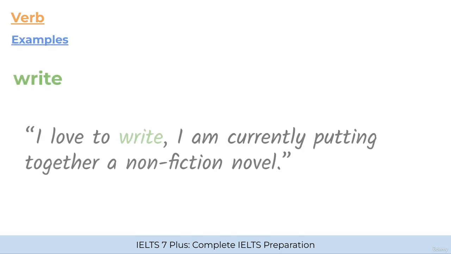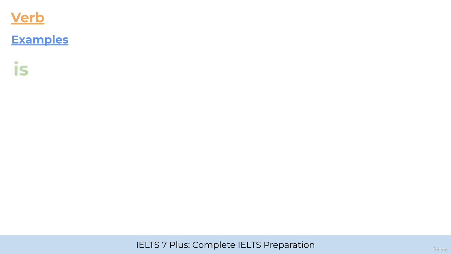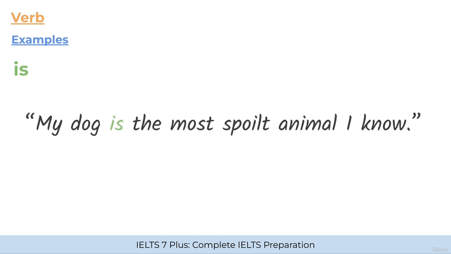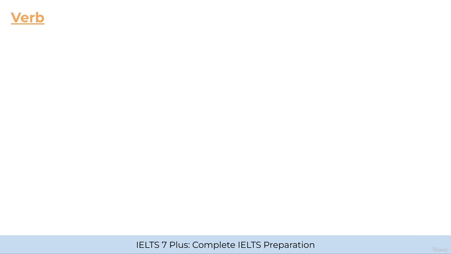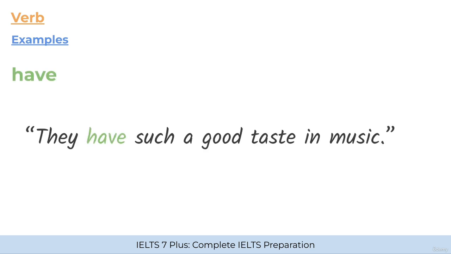Write. That's another example. I love to write. I'm currently putting together a non-fiction novel. Is. Okay, so we've touched on this a little bit. The form of the verb to be. My dog is the most spoilt animal I know. There we go. Okay, and we have another example, have as well. They have such a good taste in music.